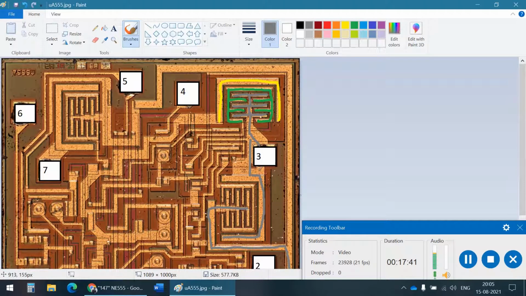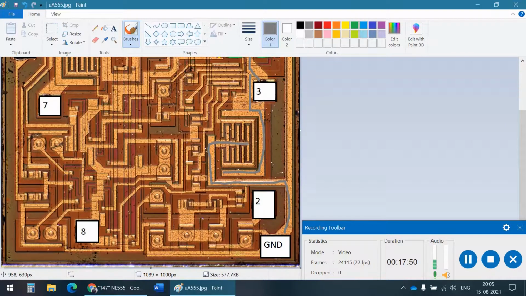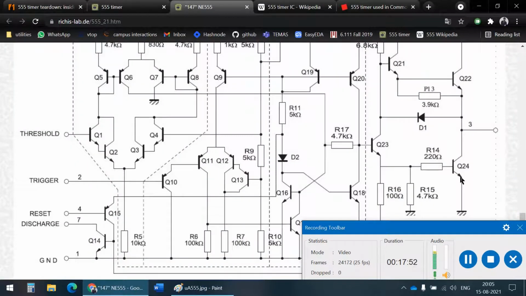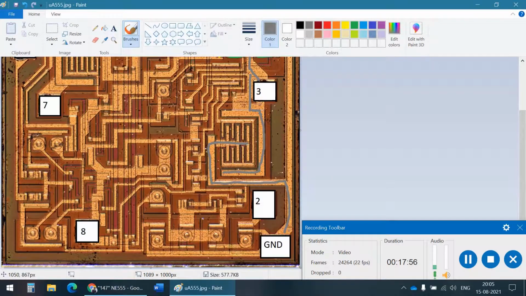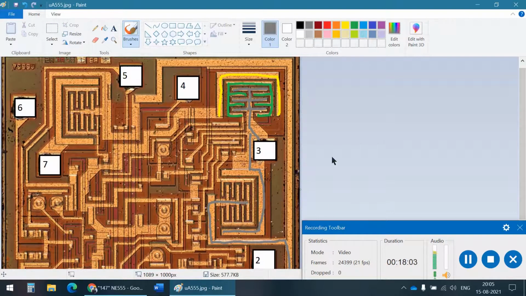The emitter of Q22 is connected to the collector of Q24. Is that right? Yes, it is. It's connected through pin 3, which is the output pin. And is the emitter of Q24 connected to ground? Yes, it is connected to ground. Here we go. We did some reverse engineering. We found what these two parts are, right? And that's pretty cool. I found that actually was a lot of fun.